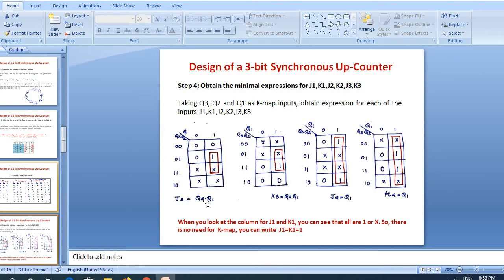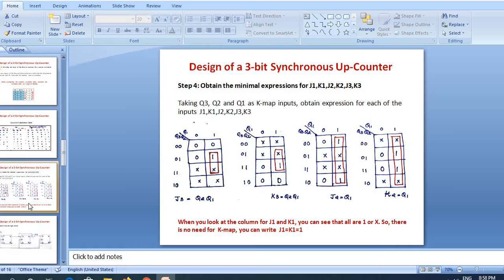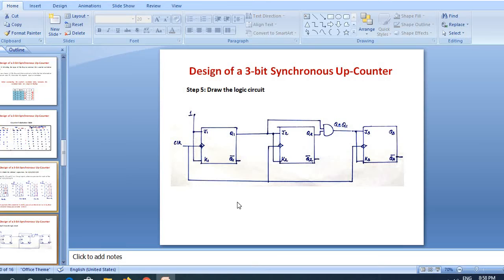We formed the equation for J3. Please see the cursor movement. We formed the equation of J3 as Q2 Q1, K3 as Q2 Q1, J2 and K2 as Q1. Now, how can you draw the circuit? This is how you can draw the circuit.